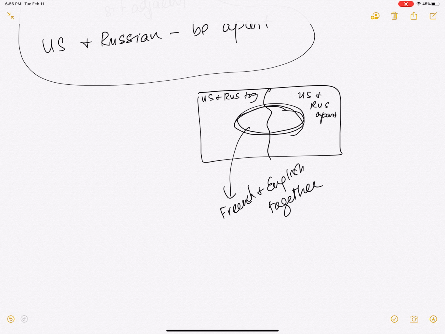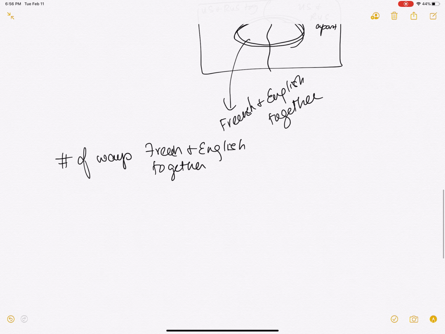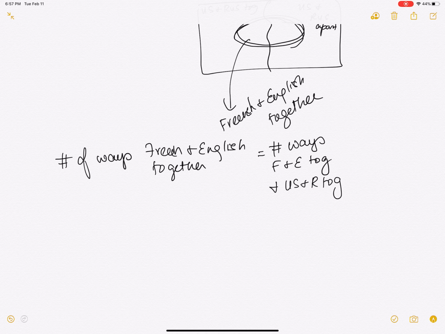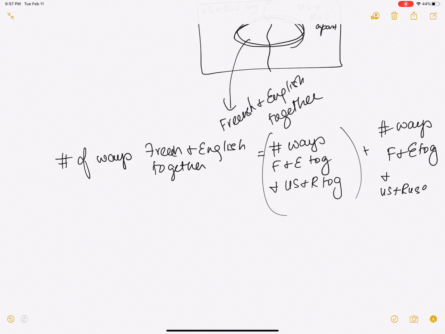Well, the number of ways the French and English are together will be equal to the number of ways that the French and English are together and the US and Russian are together, plus the number of ways that the French and English are together and US and Russian are apart.